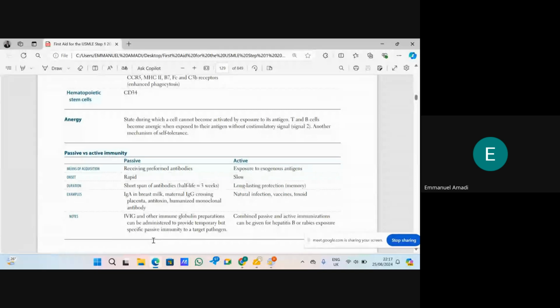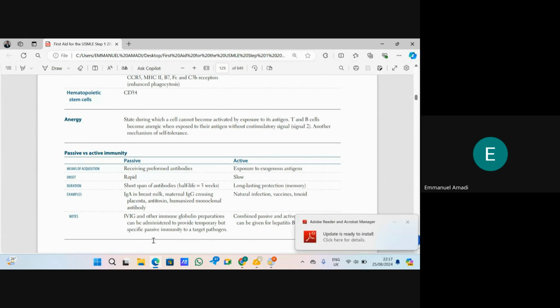Now, the active immunity is the one you have to work for. They will either give you a vaccine. When they give you a vaccine, your own immune cells will be stimulated. Vaccine is not immunoglobulin. No. Vaccine is like a weakened form of the organism or a killed form of the organism. When your body sees that weakened or killed form, it will definitely trigger production of immunoglobulin. That is, you work for it.